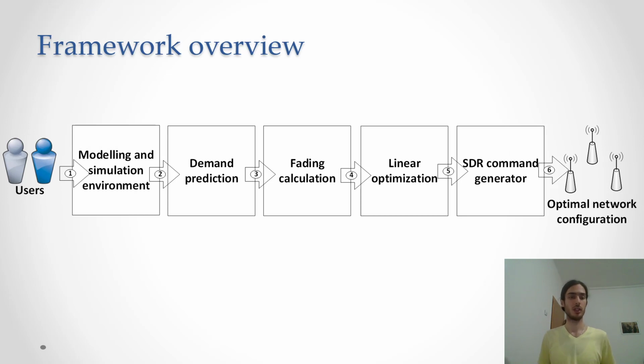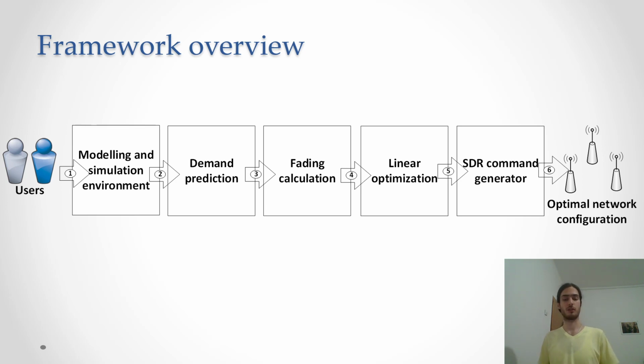Framework overview. The first step is modeling of smart city resources with respect to base station parameters and their allocation, and on the other side, the consumer demand. The next step is demand prediction. We use historical past data within a given location to predict service consumption in the future. Fading calculation enriches the linear optimization model with quality of service values.